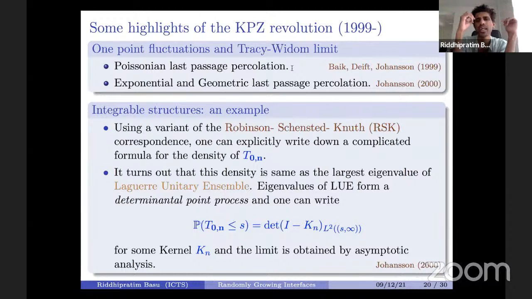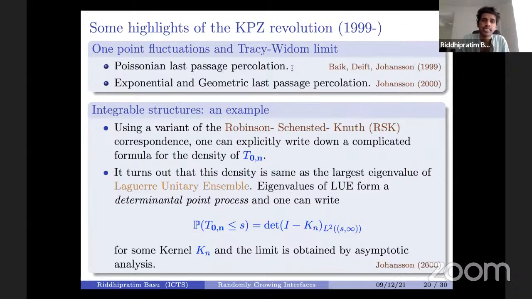You use what is known as the geometric RSK correspondence. Using that, you can nonetheless write down this formula for the density of, say, T(0, n). The (0, n) means the passage time from the origin to the point (n, n). Now here is where something magical happens.